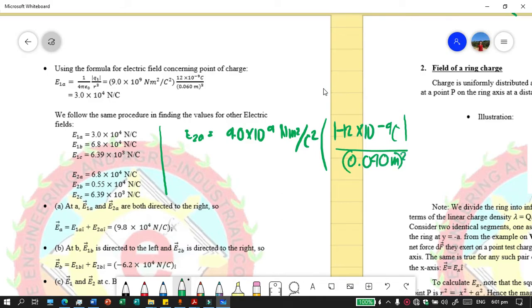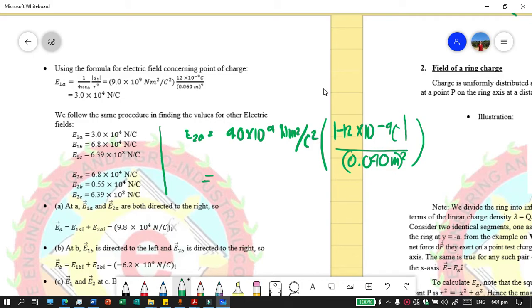Okay. So let us try using our calculator if tama ba yung nakuha nating sagot. So tira natin na 9.0 times 10 to the power of 9 multiplied by 12 times 10 to the power of negative 9. Ang denominator natin is 0.040 squared.